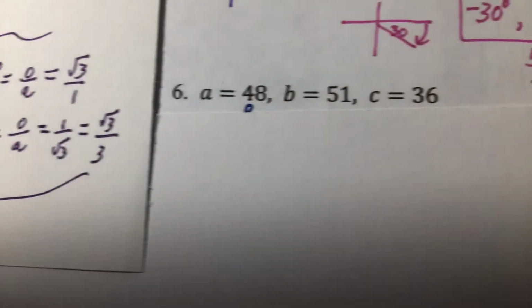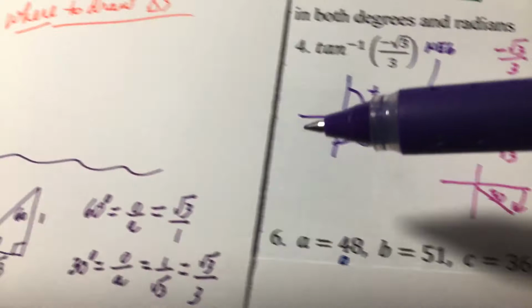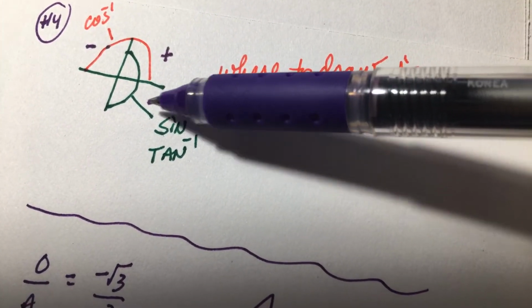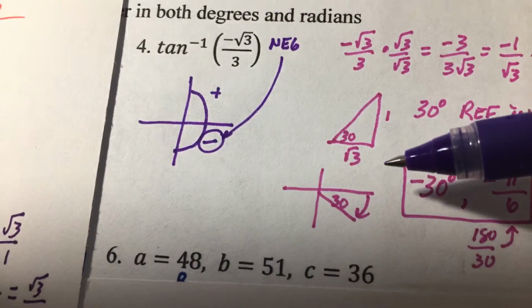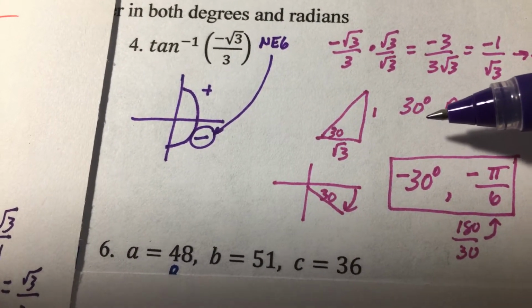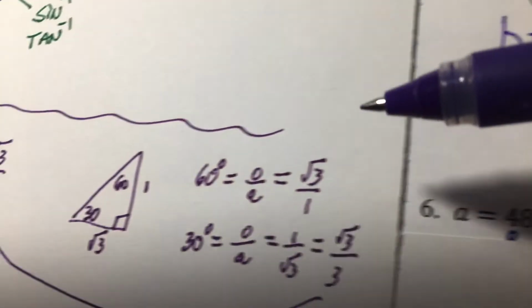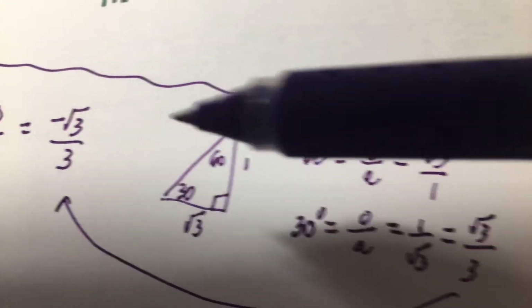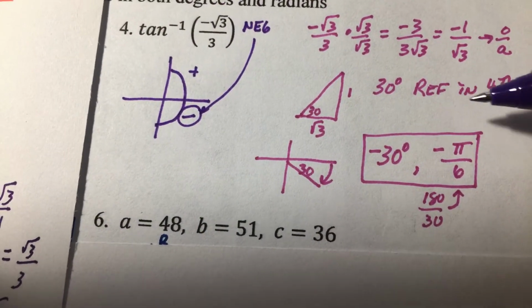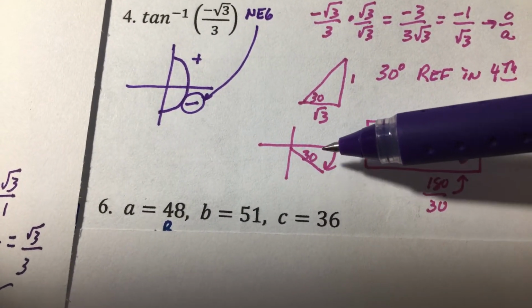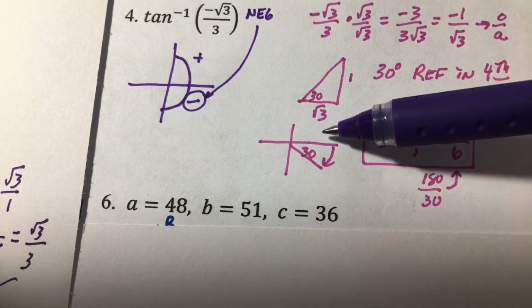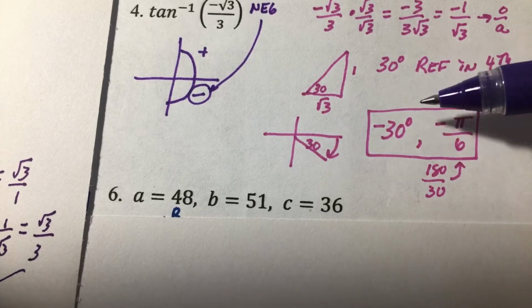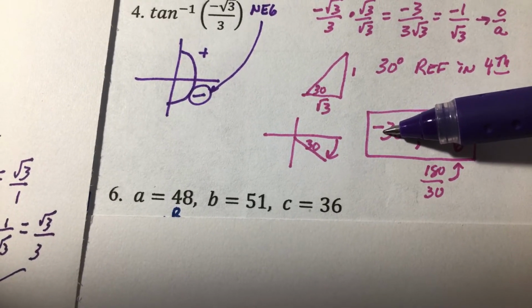That just tells us we need to be in the fourth quadrant. The inverse tangent, if it's a negative, has to be in the fourth quadrant. So that tells us where to put our 30 degree reference angle. Again, the 30 was the one that worked out to give us a square root of 3 over 3. So we're going to take our 30 degree reference angle, put it in the fourth quadrant. What would the calculator say here? Would it say 30? If it did, we would put it in the first. So the calculator wouldn't say 30, it would say negative 30.